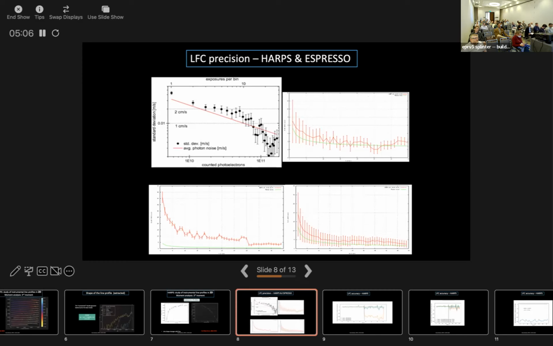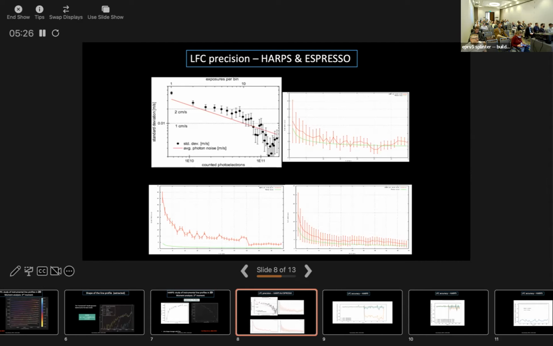because we have some effects like speckles, modal noise, etc., that we have to take into account. But we do see that as we increase the number of exposures, we actually managed to go all the way down to centimeters per second.